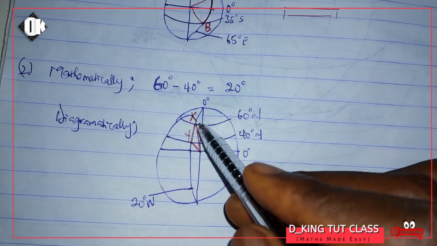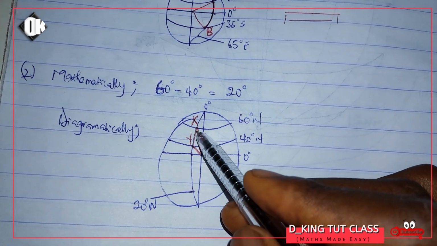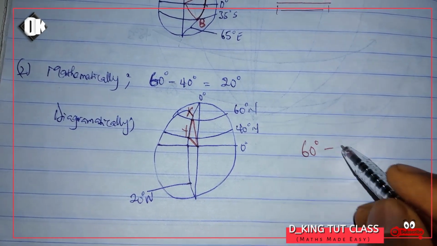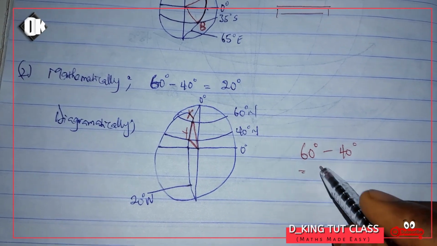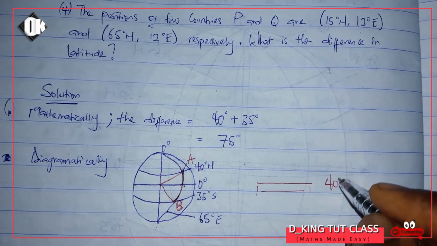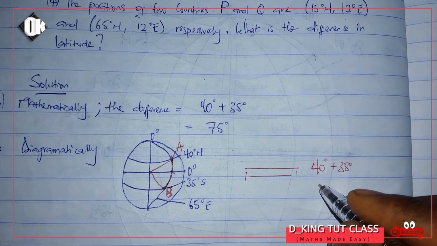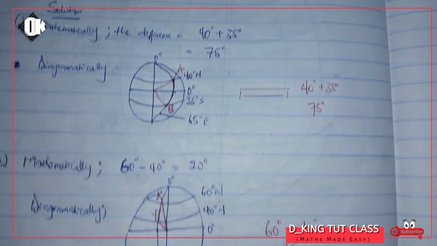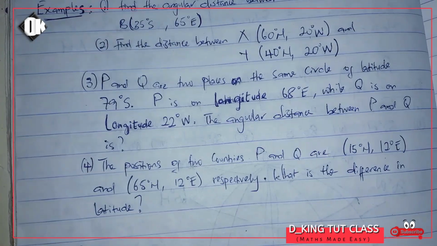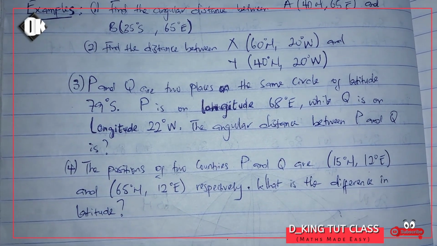So in simple terms, if X is from here to here and Y is this small one, how will I get this one? It's by saying 60 minus 40. As simple as that. So in that case, my value is 60 minus 40, which is 20 degrees. The same thing happens here. That's what this one was, 40 plus 35, which is 75 degrees. As simple as this. Now for the main question two, try it out and then let me know your answer. If you cannot get it, I'm going to solve it in my next video.